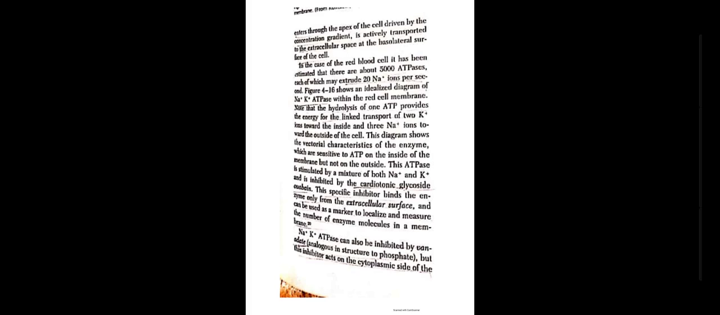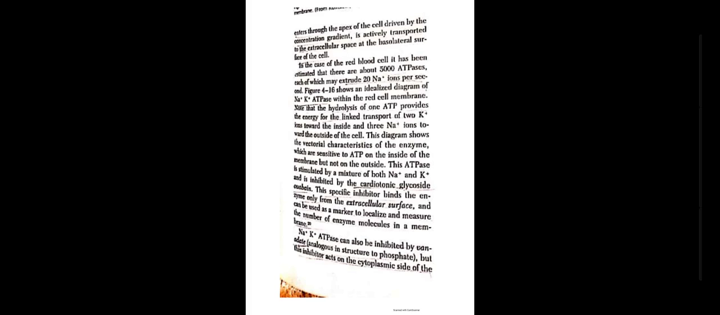In the case of red blood cells, it has been estimated that there are about 5,000 ATPases, each of which extrudes 20 sodium ions per second. Sodium potassium ATPase within the red cell membrane. Hydrolysis of 1 ATP provides the energy for the linked transport of 2 potassium ions towards the inside and 3 sodium ions towards the outside of the cell.